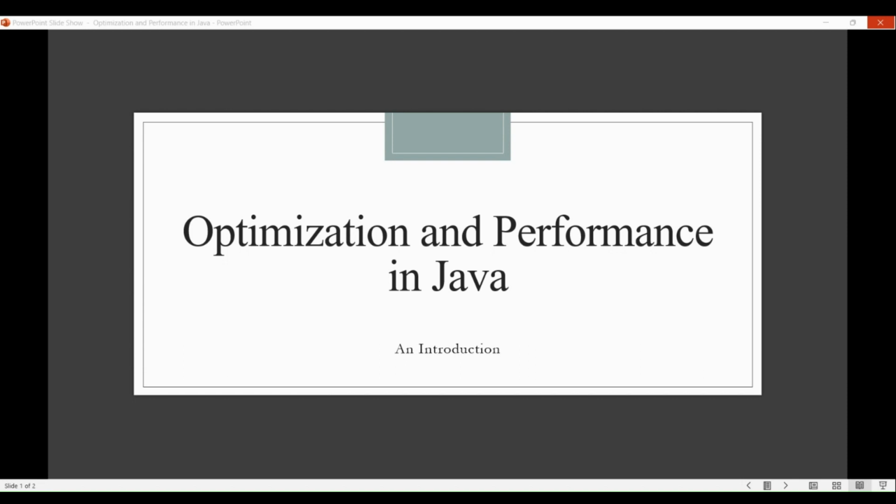There are several tools and techniques available for optimizing and improving the performance of Java programs. For example, profiling tools can be used to identify the most time consuming parts of the program, while memory analysis tools can help to identify and eliminate memory leaks. Additionally, using caching techniques and optimizing database queries can also improve the performance of the overall Java program.